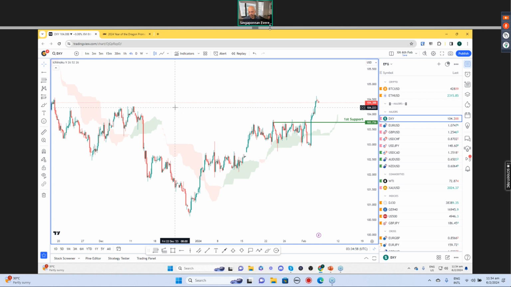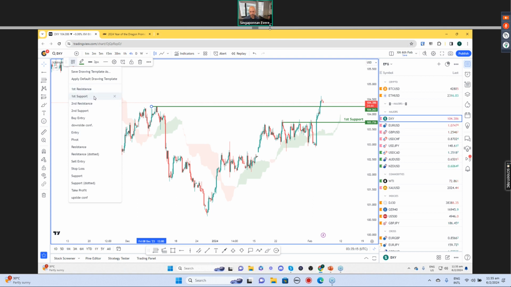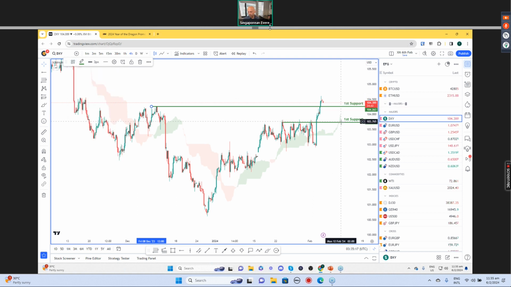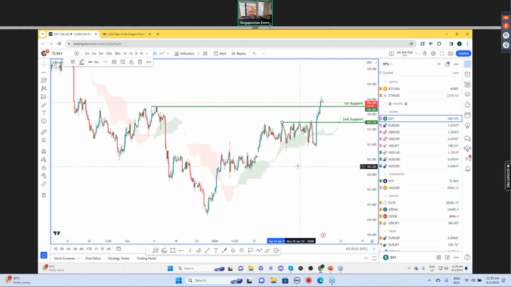Right, this is one support level here, and we can also see this was another resistance that was taken out as well. This resistance level was broken yesterday. So this is also what was previously a resistance that could now function as support. So now the first support for the dollar index is at 104.26 and the second support is at 103.73. This is how we've identified the support levels for the dollar index.